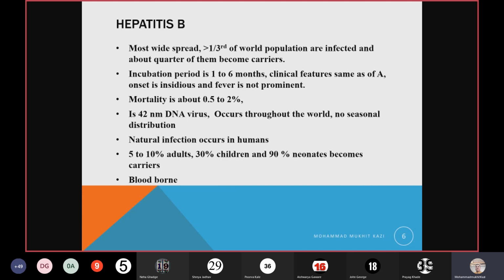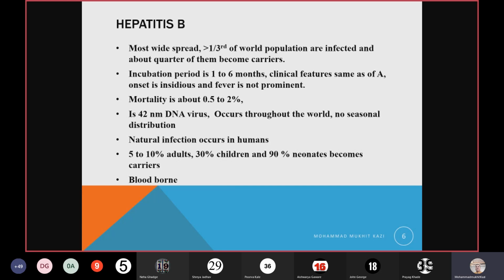Incubation period is 1 to 6 months. If you look at the other viruses of the hepatitis group, there is a 1 month incubation period. Here the incubation period is a little longer, 1 to 6 months. And in HIV, I have told you 3 to 6 months. Okay, so more dangerous. Clinical features are the same as hepatitis A. There is nothing different in the clinical features of any of these hepatitis viruses, because the ultimate target organ of infection is the liver.